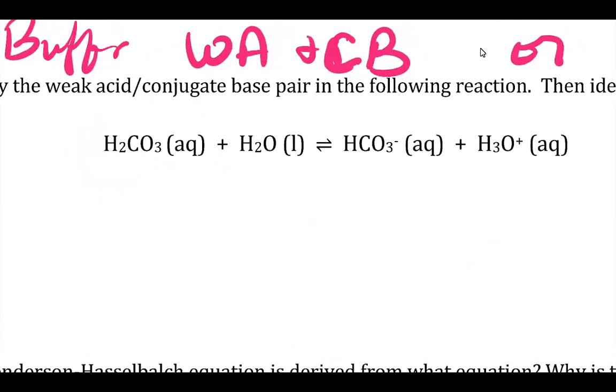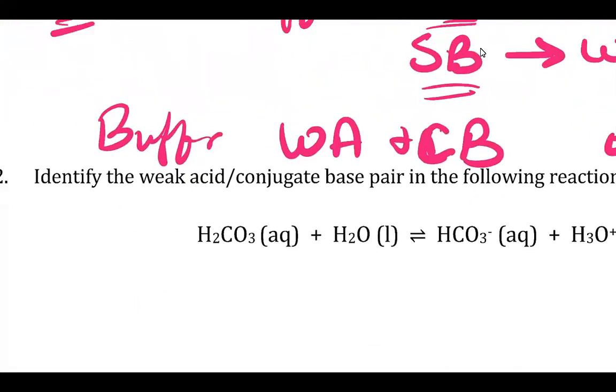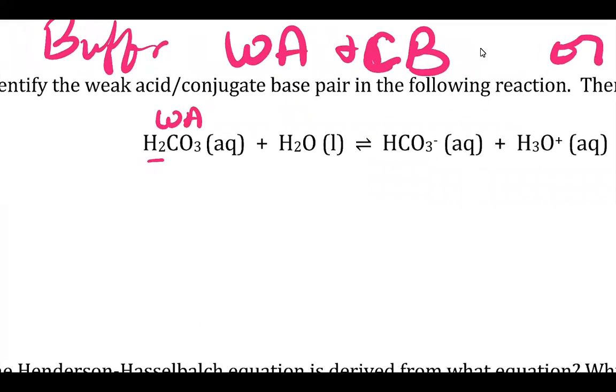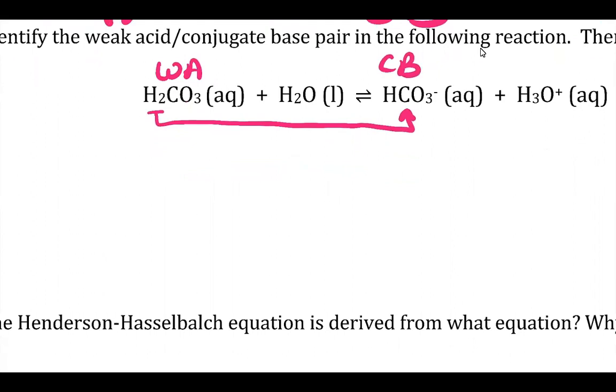So H2CO3, we can lose the hydrogen. So this is going to be our weak acid, right? And then if you look, where's my conjugate base? Well, all I'm looking for is the same formula, but one less hydrogen. So here I can see that I've lost a hydrogen and gained a negative charge. So this is my conjugate base, right?